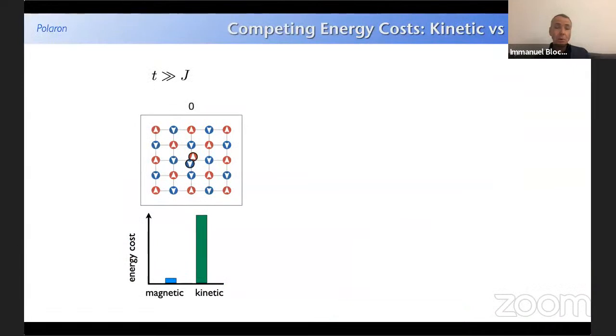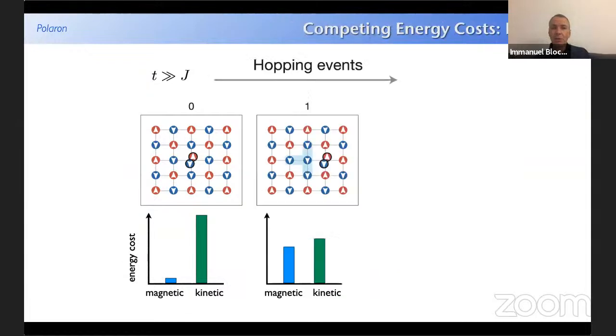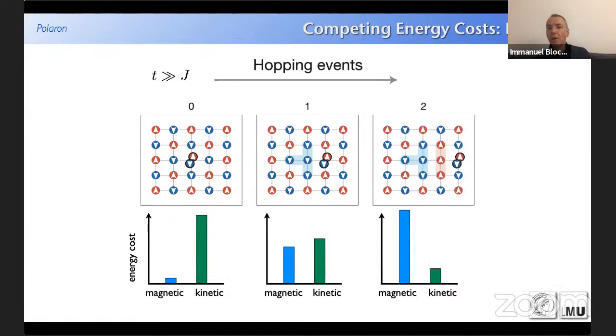So what's different from 1D? Well, again, you have this competition between magnetic and kinetic energy. But in 2D, if the dopant, and now I choose a doublon rather than a hole, but it would be the same thing for a hole, moves around, it of course leaves behind a string of flipped spins. So this is already different because as the doublon moves further and further, you have more and more magnetic energy cost to pay in the system. And so you cannot have this separation between the doublon and a spinon, as you had in the 1D case. So the situation is fundamentally different.